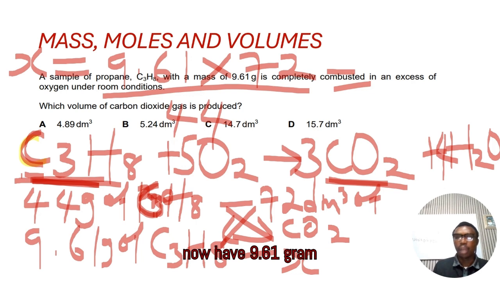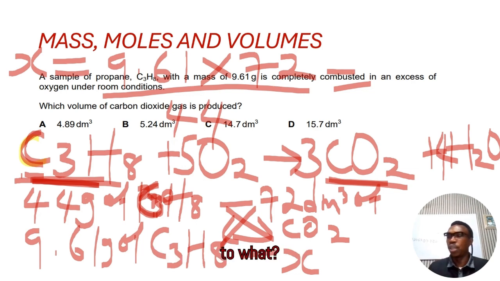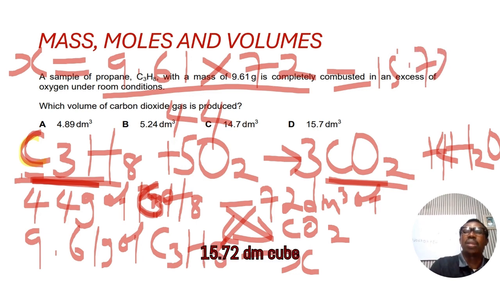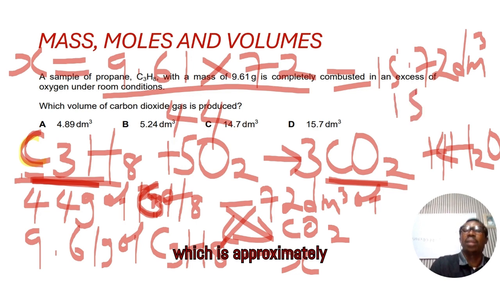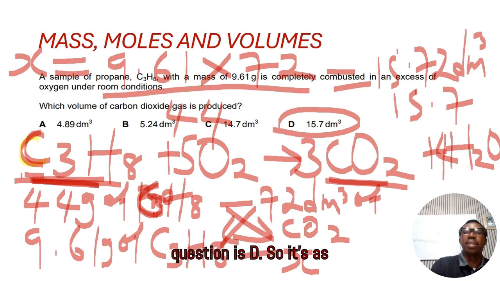I'll now have 9.61 gram times 72 dm³ divided by 44, which will now be equal to 15.72 dm³, which is approximately 15.7. So the correct answer to this question is D.